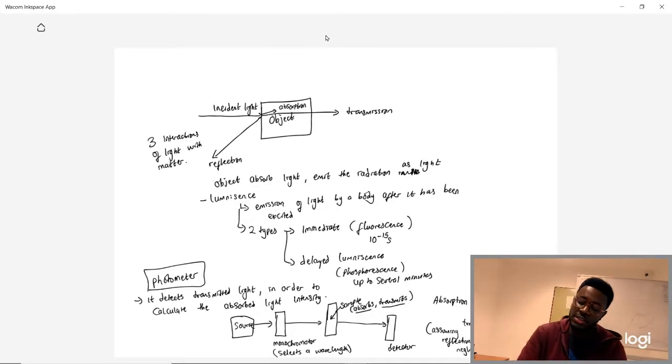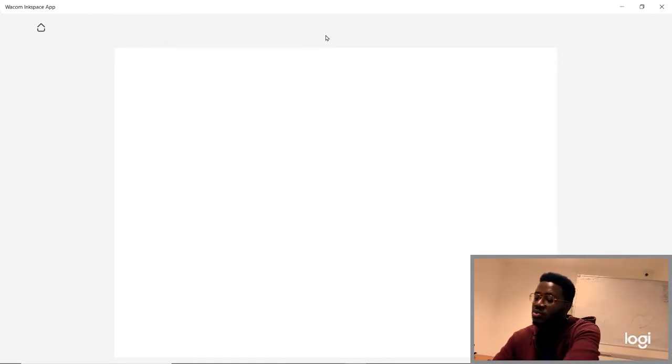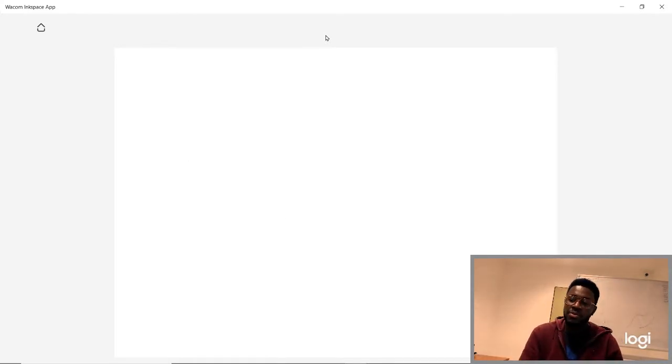So it's important in a photometer. A photometer measures the transmitted light in order to measure the absorbed light, and the detector is in the path of the light source. You understand, right? Yes. Nice. Okay, let's go to the next one. What's the next one?